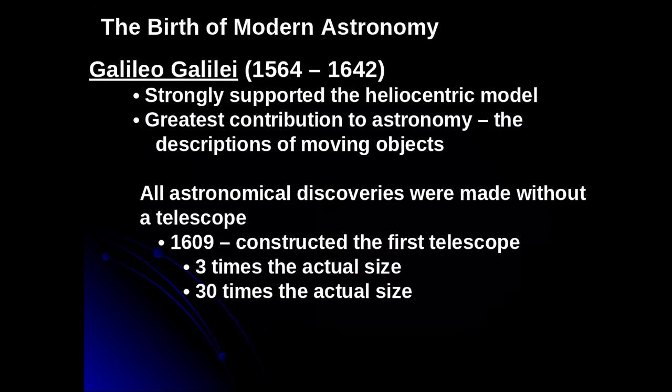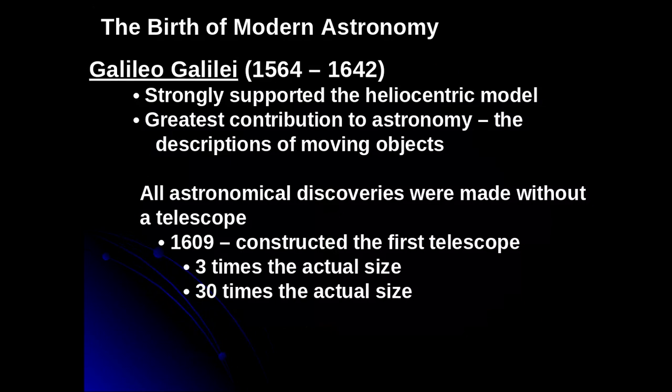And so by the 1500s, in this case 1564, Galileo came on the scene. And by this time, the heliocentric model was strongly supported. And so the geocentric model by this time had kind of merged out. And the greatest contribution to astronomy from Galileo is looking at moving objects. In fact, to look at those moving objects, Galileo produced and made the telescope.